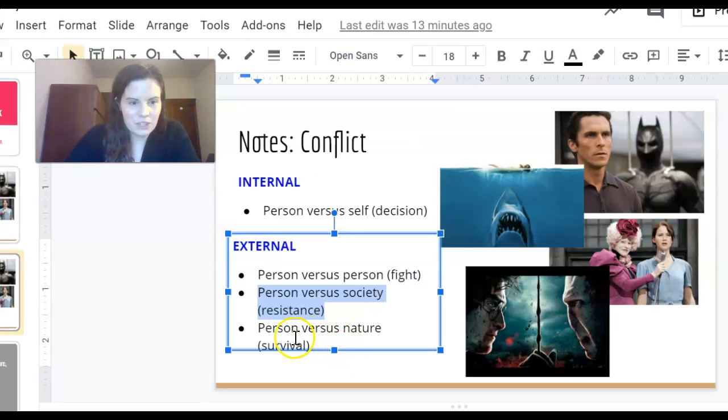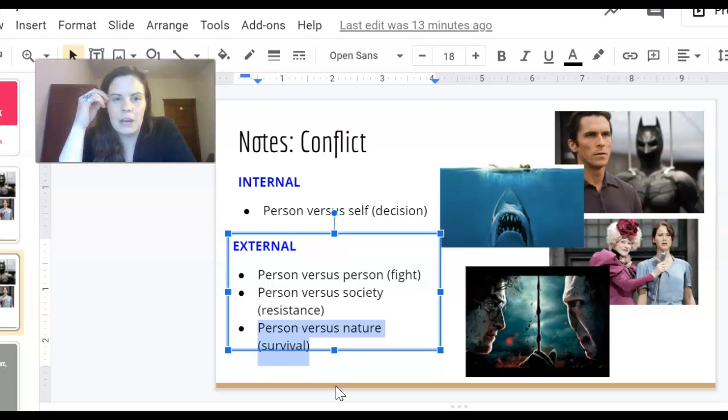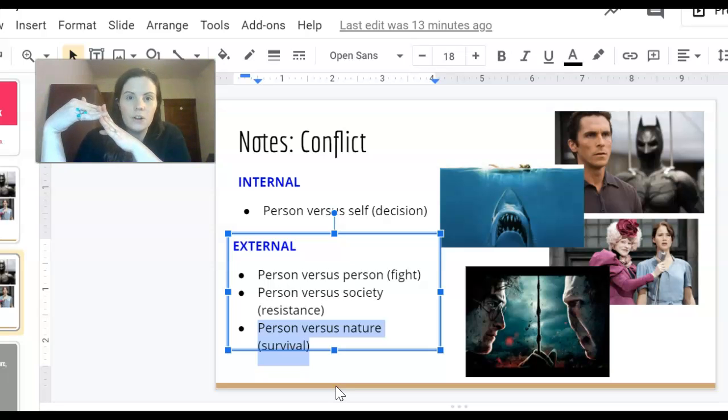All right, that leaves us with just one more, and this is person versus nature. So we've got dear old Jaws up here. Our keyword for that is survival. Sometimes it's things like Bear Grylls or whatever. Often it could also be something like a health struggle, right? If you have a character that is struggling to beat leukemia, right? That would be a person versus nature conflict.